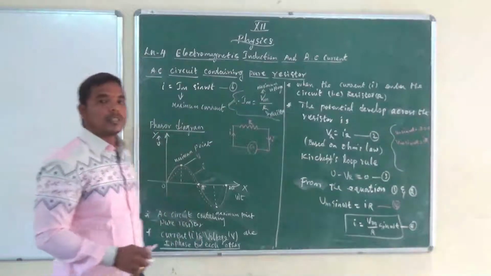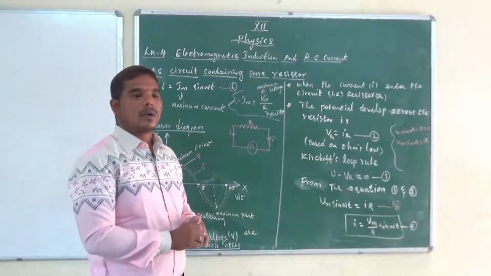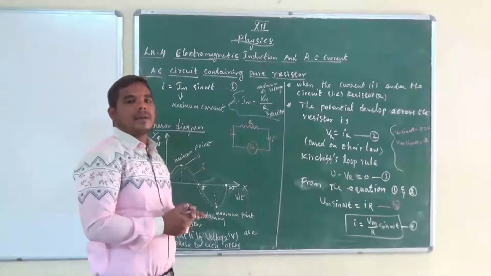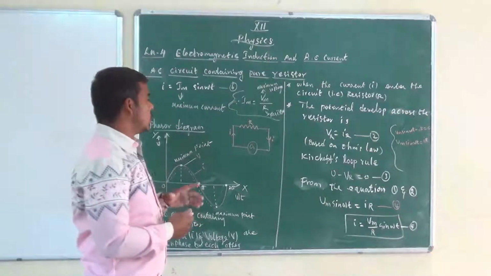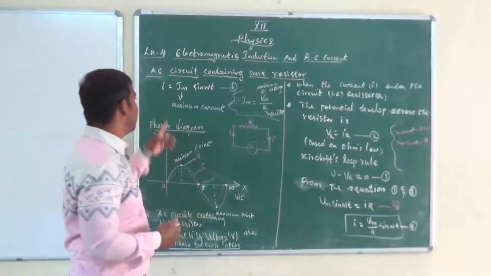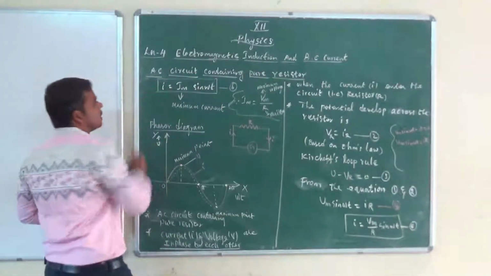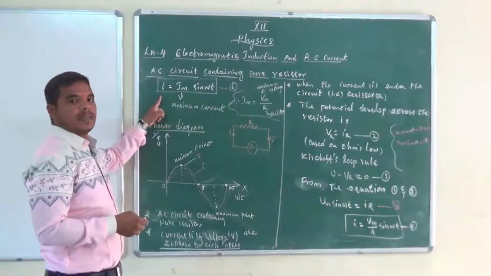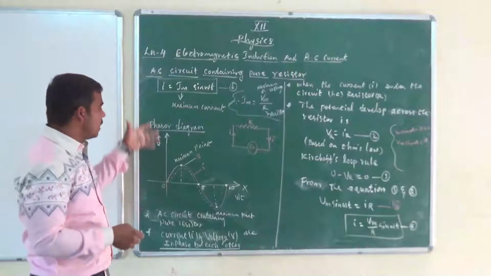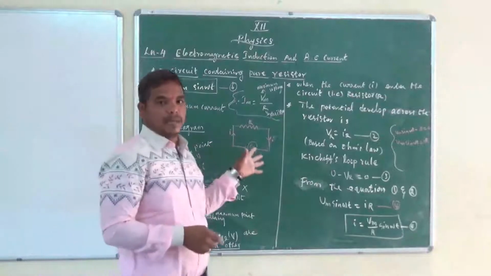This is a 3-mark question. This question was asked many times in previous public examinations. It is very simple. First you have to draw the diagram and explain it, and write the equation. Explain how the equation is obtained and substitute the required formulas to get the final equation. The final equation is equation number 6. This is the instantaneous current through the AC circuit containing pure resistor. You can draw that in the phasor diagram also. If you have any doubt, please ask me.